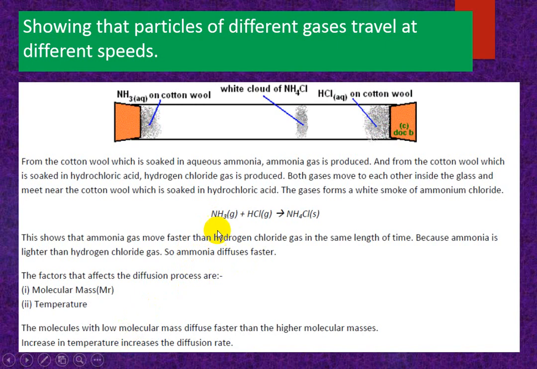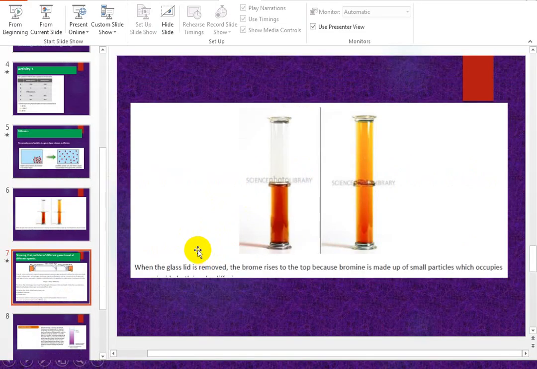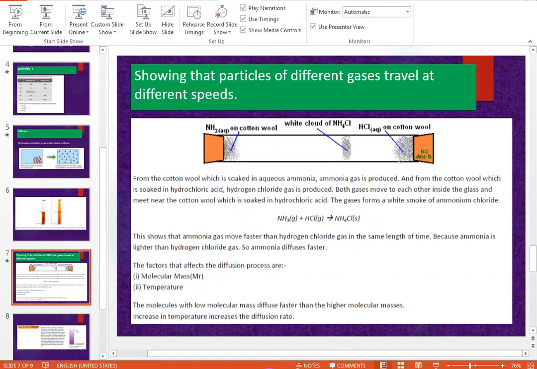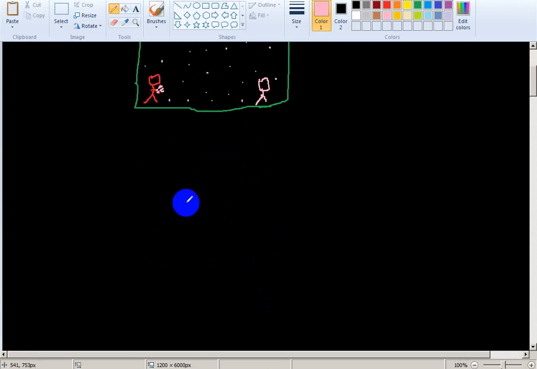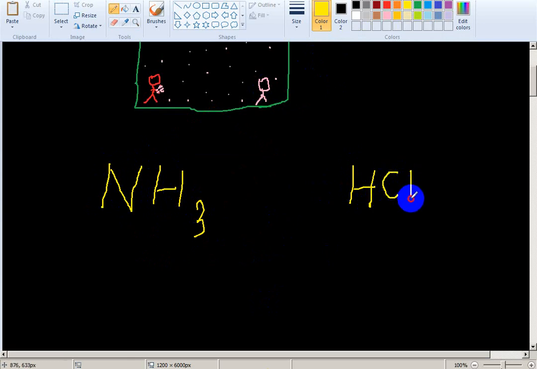So have you understood? Do you know what molecular mass is? Ammonia and hydrogen chloride, which has more mass? It is inversely proportional to molecular mass. What is the ammonia molecular mass? What is the mass of hydrogen chloride gas? This one.